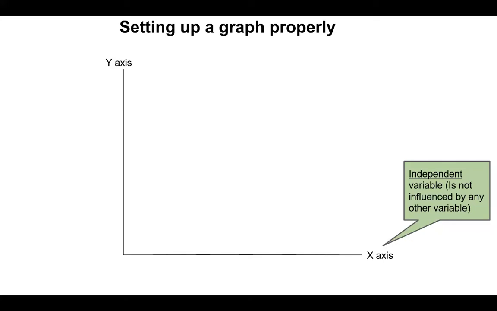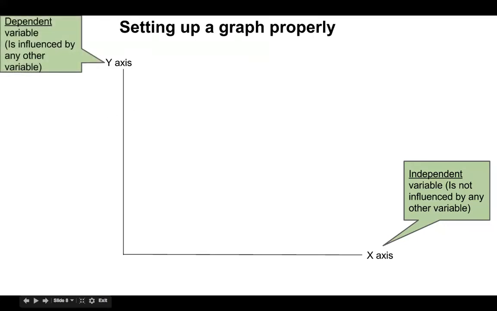the independent variable going on the x-axis. That's the one that is independent of everything else that's going on. In other words, that is the variable that is going to continue doing what it's doing without being influenced by what is going on over here.